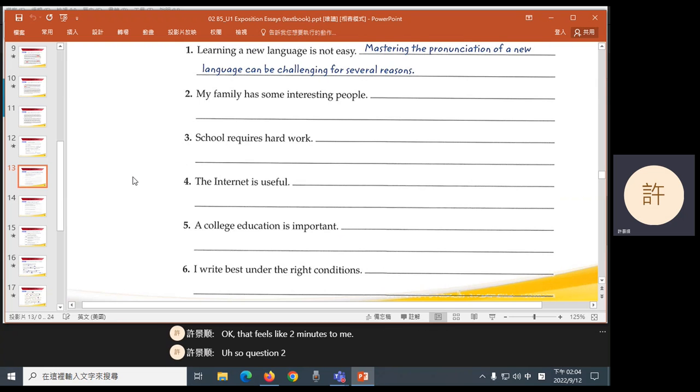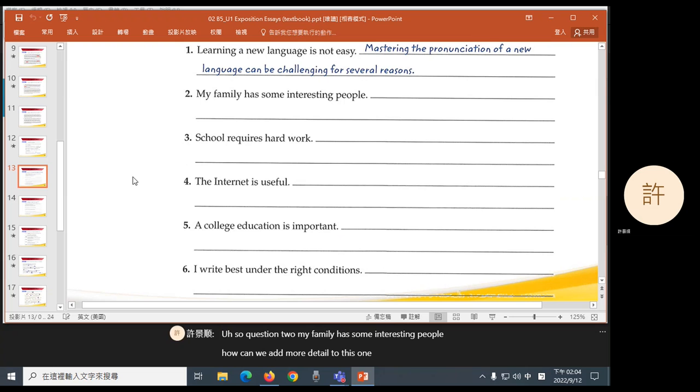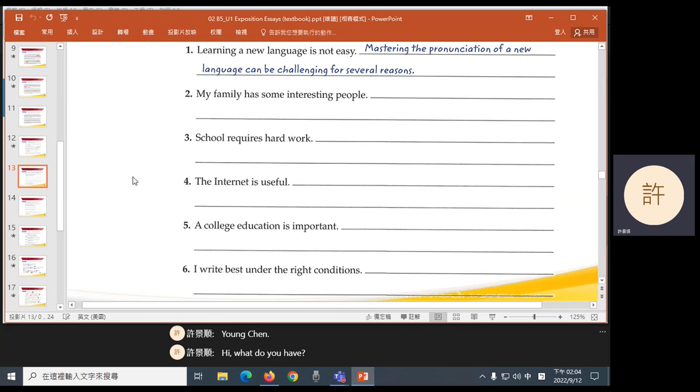So question two, my family has some interesting people. How can we add more detail to this one? Yangxuan? Hi, what do you have? So at school, you need to work hard, listen to class, so that you don't relax too much. Well, that does give us more detail.